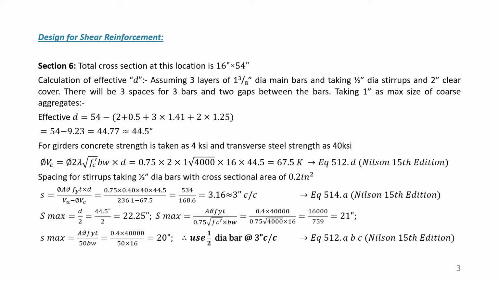Here we will be anticipating that there will be about 3 layers of 1 3/8 inch dia main bar, and we will be using half inch dia stirrups, and there will be clear cover. As the beam is exposed to weather, the clear cover will be 2 inches, and there will be 3 spaces for 3 layers of bars, and 2 gaps between the bars. Using 1 inch as maximum size of coarse aggregate, we will find out the effective depth of this section.